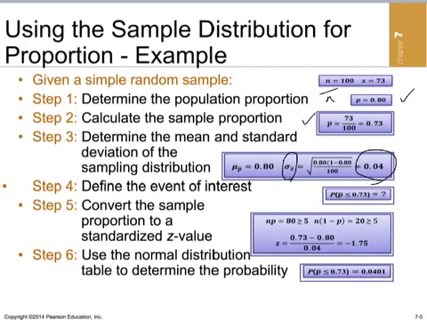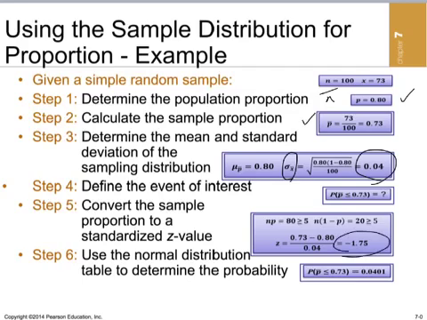If we do the test, we find that n times p is equal to 80 and n times 1 minus p is equal to 20. So therefore they both are greater than 5. We could therefore use the normal approximation. And with the normal approximation, here is our z value, negative 1.75.